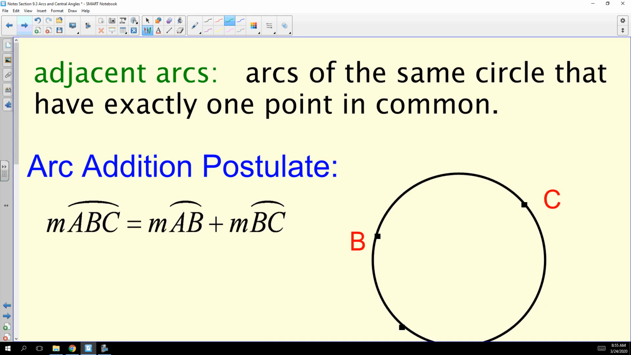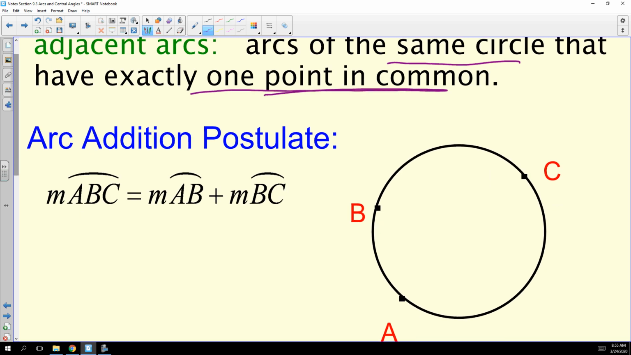Okay, adjacent arcs are arcs of the same circle that have exactly 1 point in common. You know what adjacent sides are. They share an endpoint, so adjacent arcs also share an endpoint. So if you want to talk about adjacent arcs, they're arcs that are next to each other. So arc AB and arc BC are next to each other. Notice that they have point B in common. So if you start at A, go to B, and stop there and talk about arc AB, and then start at B and go to C, then also same thing.